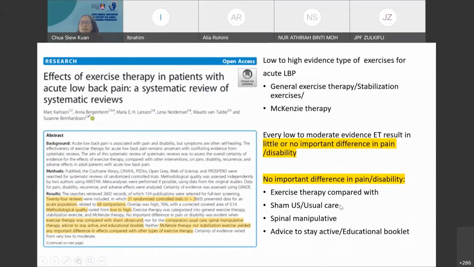They also studied exercise therapy compared with ultrasound, no treatment or usual care, whatever they do. Okay, spinal manipulation, advice to stay active, education booklet. There is no important difference. Same effect, which means that in the acute stage, we can pump in a lot of education material and booklets. Just advise the patient to stay active, meaning don't sit for long, don't stand for long, move around.